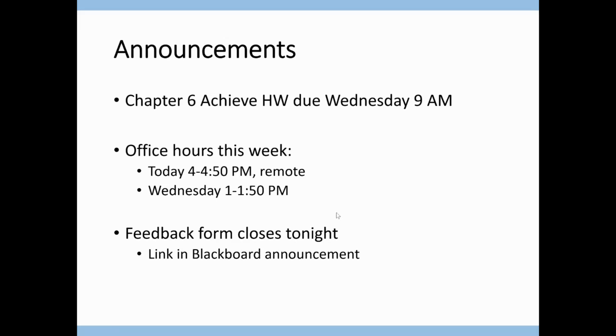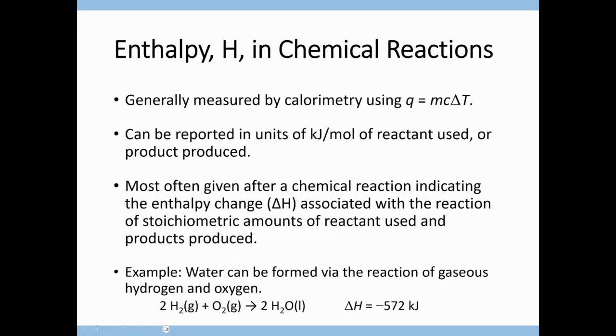Okay, so we are finishing Chapter 6 today. At the very end of class on Friday, we introduced or talked about the idea of an enthalpy change. So this is the change of energy or the heat transfer for a process that's carried out at constant pressure. And so it can be measured using a calorimeter. And then these are reported in units of kilojoules per mole of reactant used or product produced.